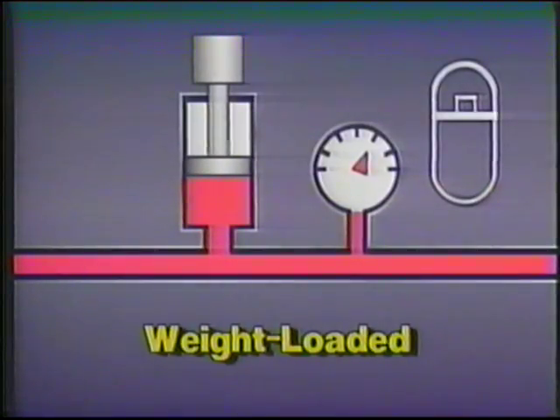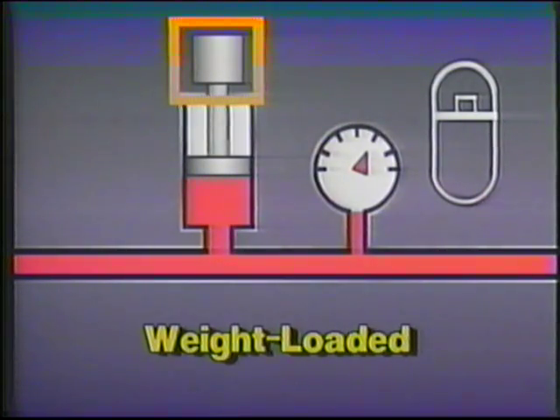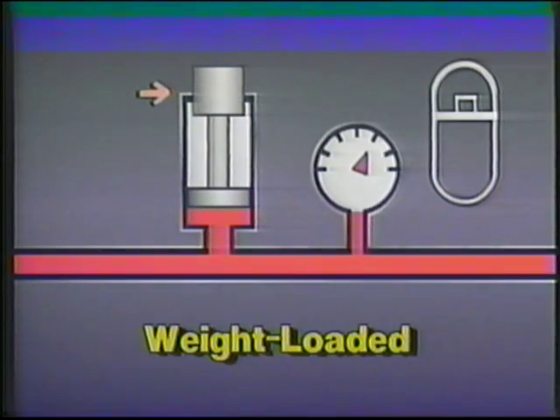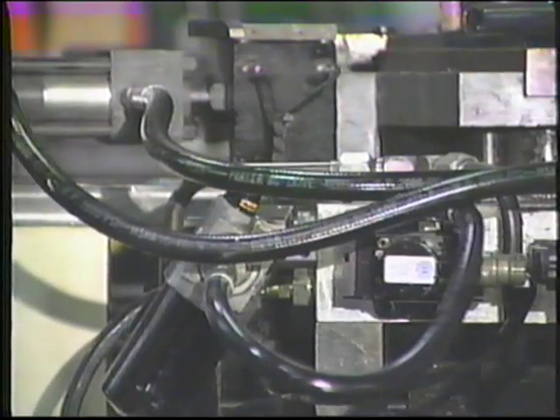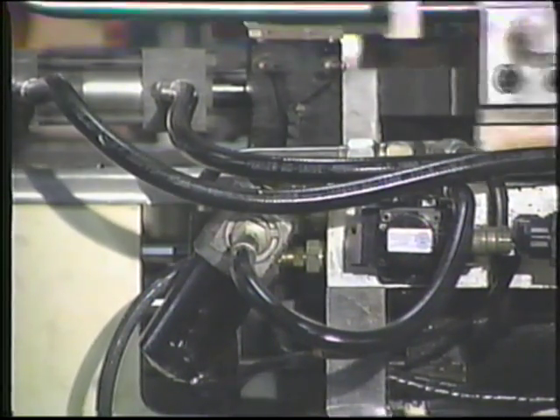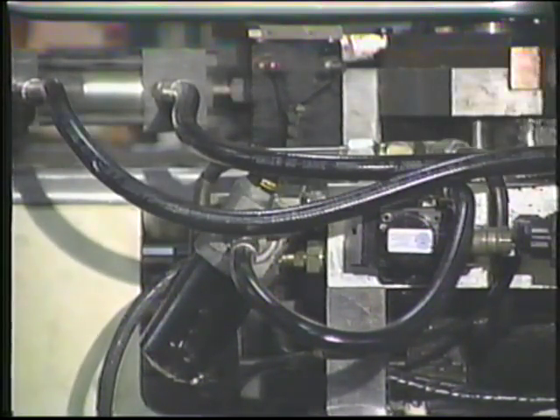Weight-loaded accumulators apply a force by means of weights. The weight can be of any heavy material such as concrete, metal, even water. Weight-loaded accumulators are usually large, and they often service several hydraulic systems at once. This type of accumulator provides constant pressure because the weight does not change as the accumulated fluid is discharged. However, the inertia of the weight can create shock when discharge from the accumulator is suddenly stopped.